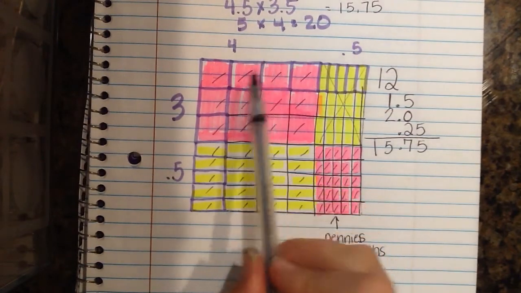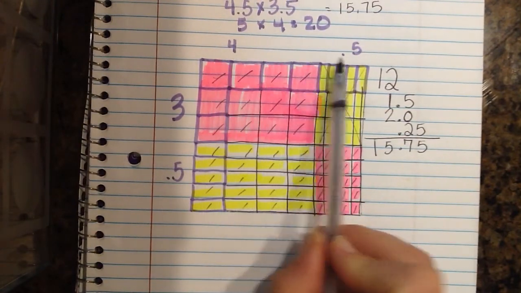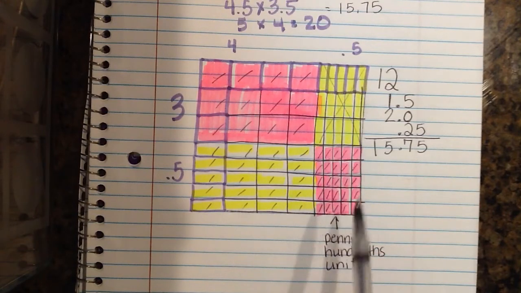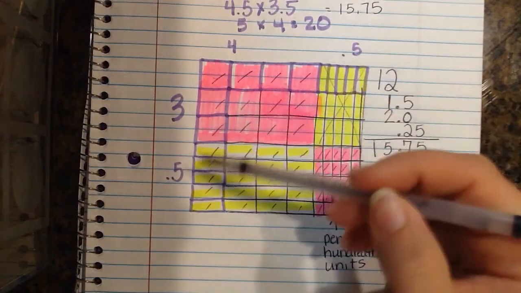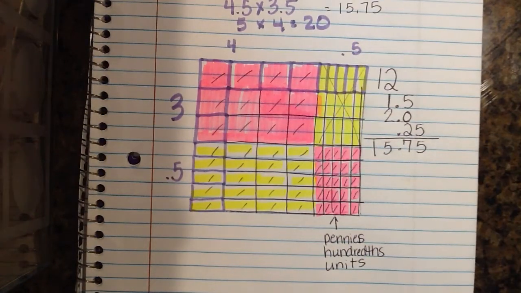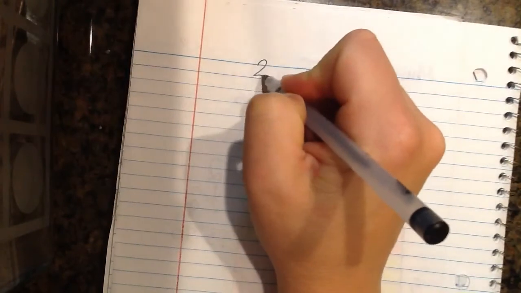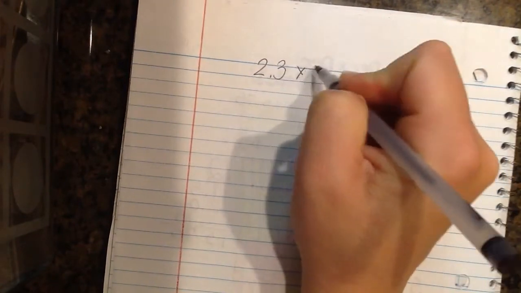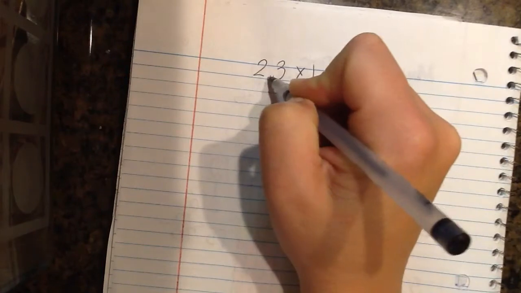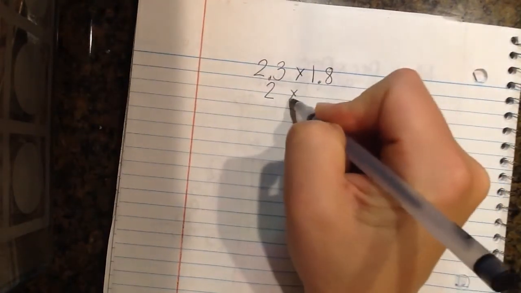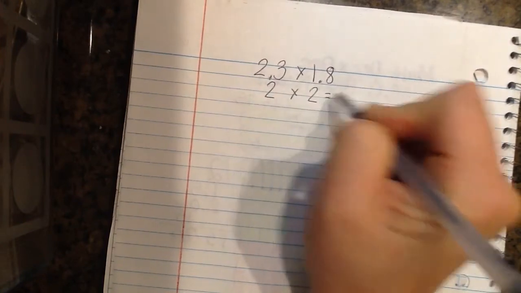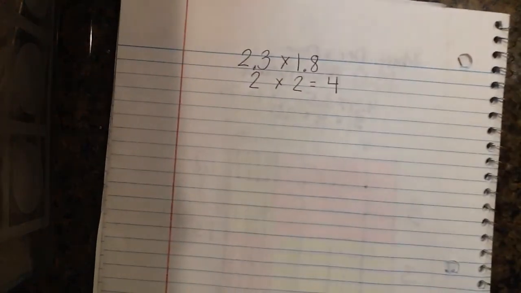I wrote my problem, I estimated. I did it horizontally. I drew my holes and my tenths, and then I drew my lines to match up. I'm going to do one more problem like this. Let's do 2 and 3 tenths times 1 and 8 tenths. If I were estimating, 2 and 3 tenths would go down to 2, 1 and 8 tenths would go up to 2. So my answer should be somewhere around 4.